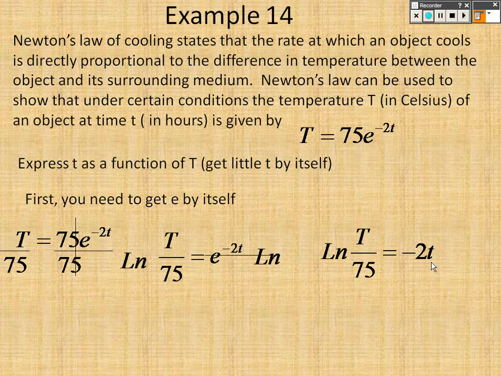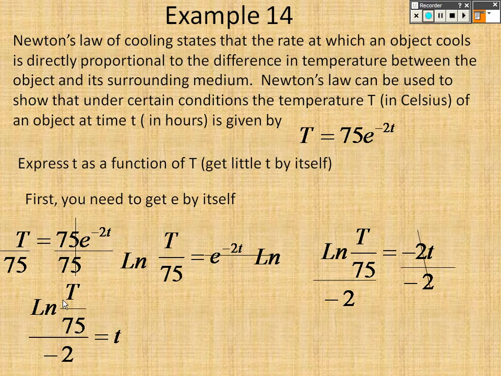To get little t by itself, I divide both sides by negative 2, and there is little t all by itself. So if I was given the big T, which was the temperature, I could figure out how long it took to get there. And just to get rid of that, I'd probably just say multiply it by negative a half.